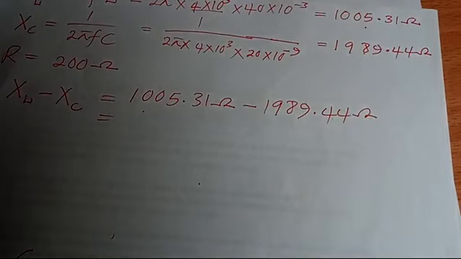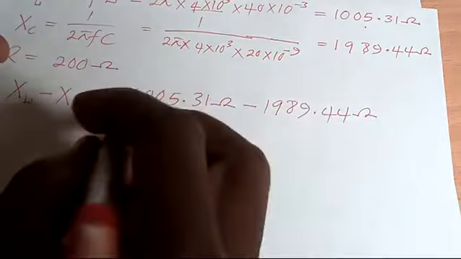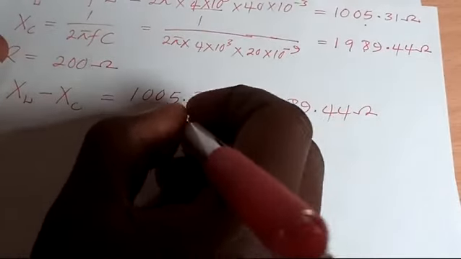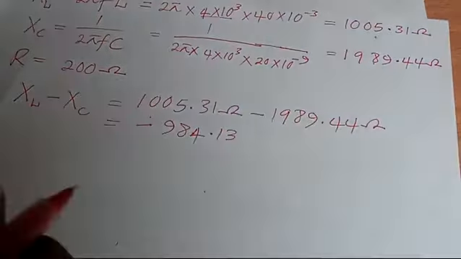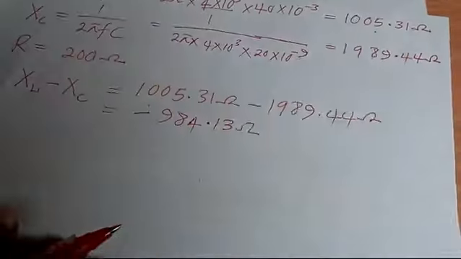1005.31 minus 1989.44 will give you, if you are given a fraction, this will be negative 984.13 in ohms.